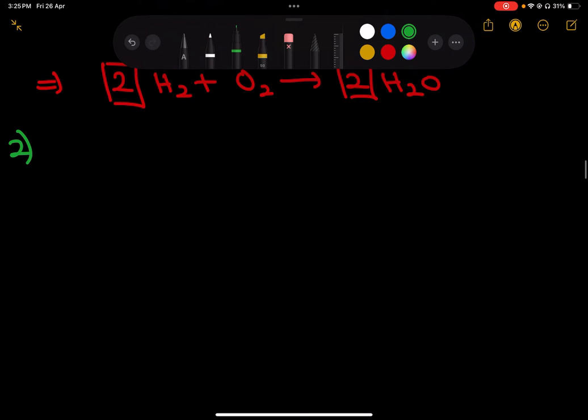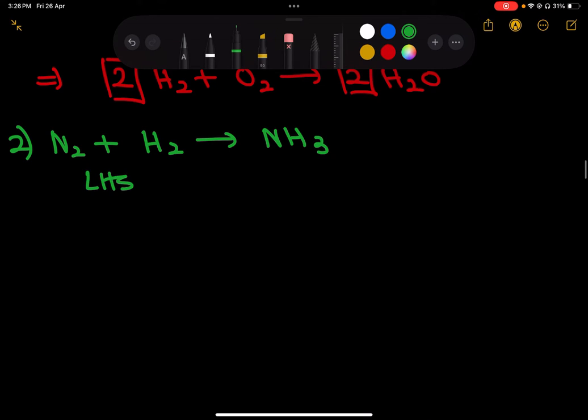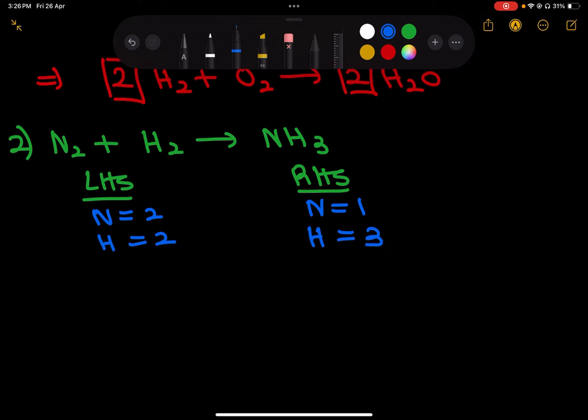The second example is N2 plus H2 gives NH3 gas. I kind of gave away the answer, I'm really sorry. But anyways, so let's balance this. This is nitrogen plus hydrogen gives ammonia, right? So LHS, RHS. So we have N and H, N and H. So 2, 2, 1 and 3, right? So here both are not balanced.